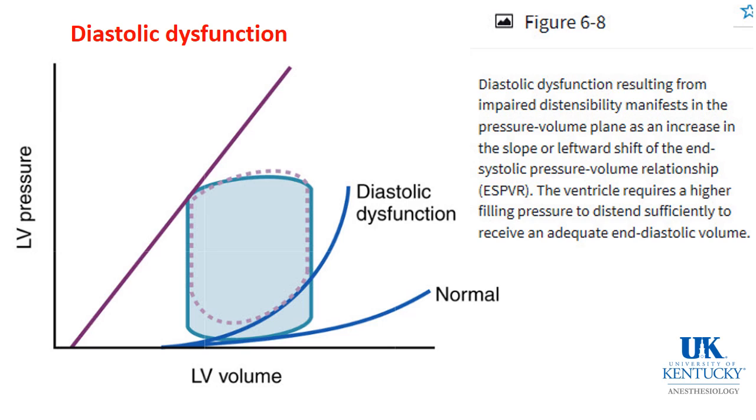Diastolic dysfunction resulting from impaired distensibility manifests in a pressure volume plane as an increase in the slope or leftward shift of the end systolic pressure volume relationship. The ventricle requires a higher filling pressure to distend sufficiently to receive an adequate end diastolic volume, which, if you remember, is the determinant of a stroke volume.